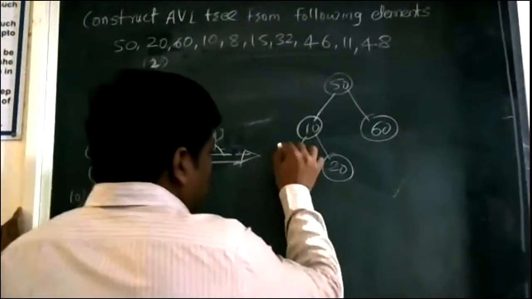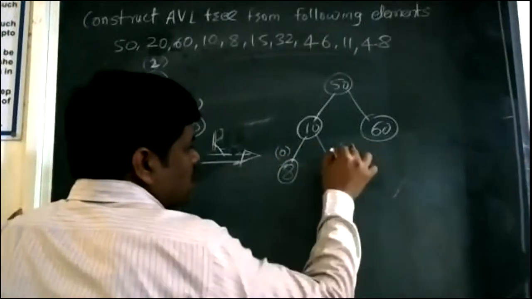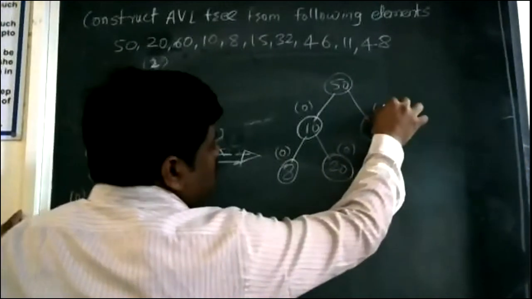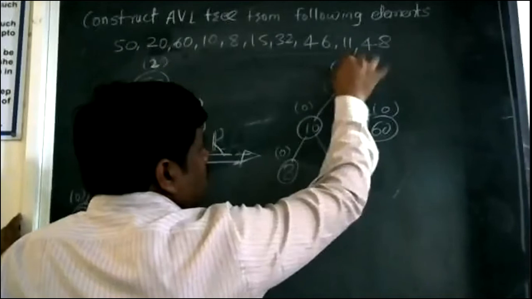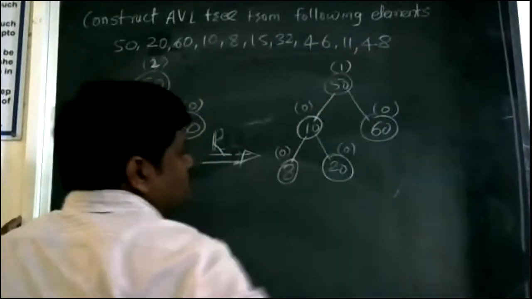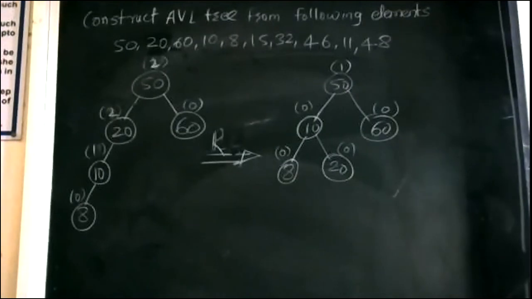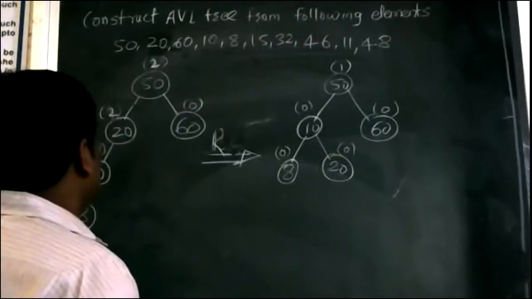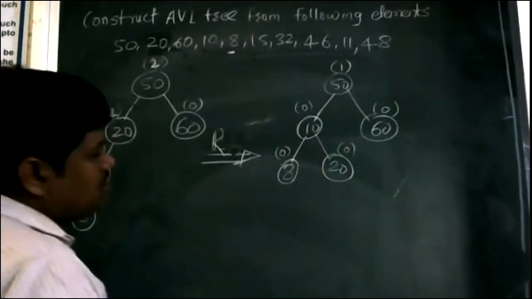Now what is the balance factor of 8 now? 0. What is the balance factor of 20? 0. Here, 0. Here, 0. Here, 1. Now the tree is balanced. Yes. Now insert the next element. Which element did we insert last? 8. After that, insert 50.